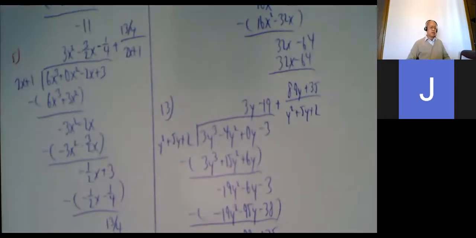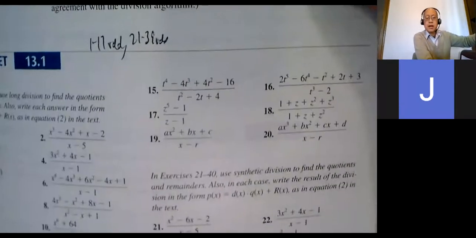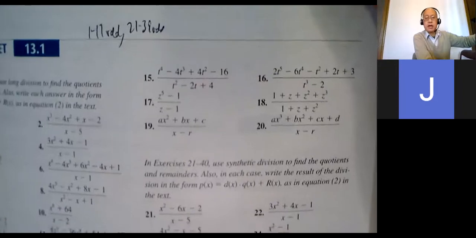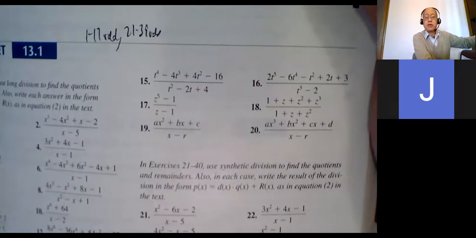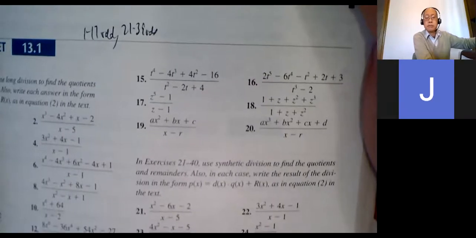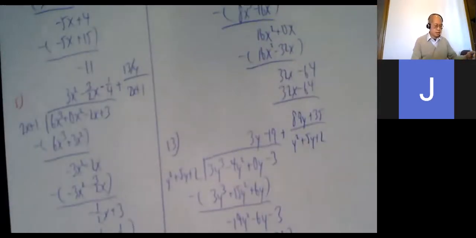Okay, so I think I'll just show you one more of that type. 15. And then I'll get started with synthetic division. T to the fourth minus 4t cubed plus 4t squared. Aha, there's no t term. So put 0t minus 16 divided by blah, blah, blah. Okay. Let's try that.